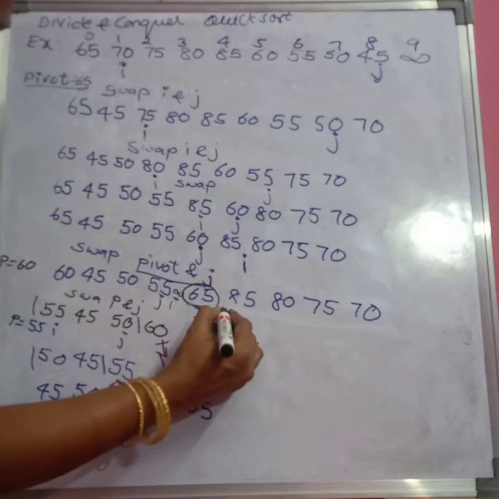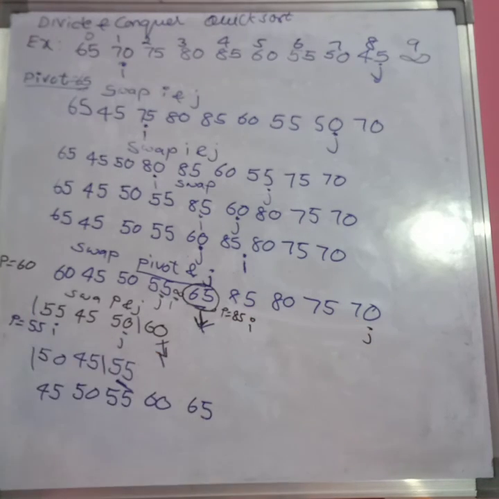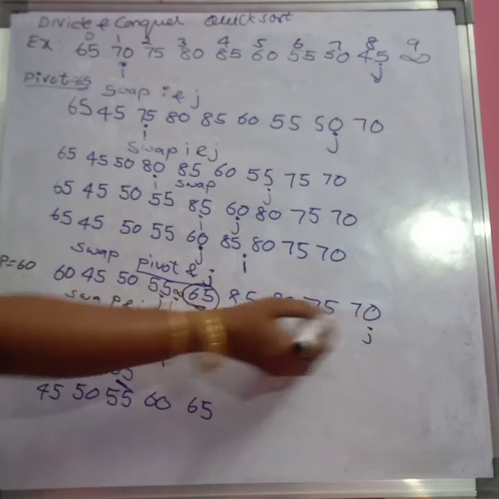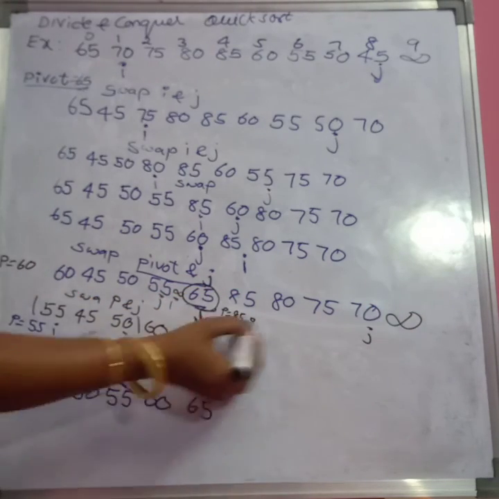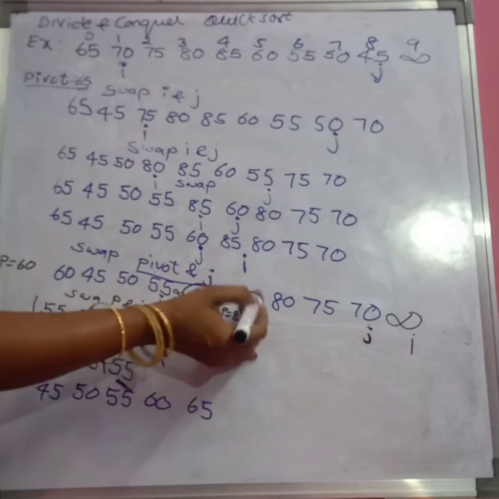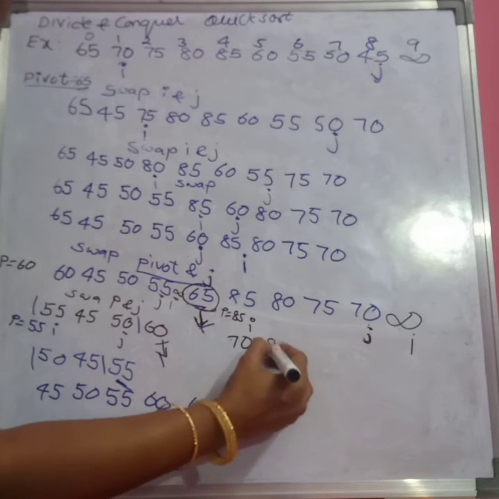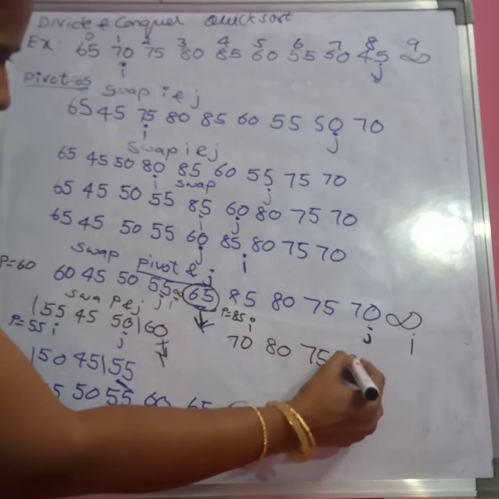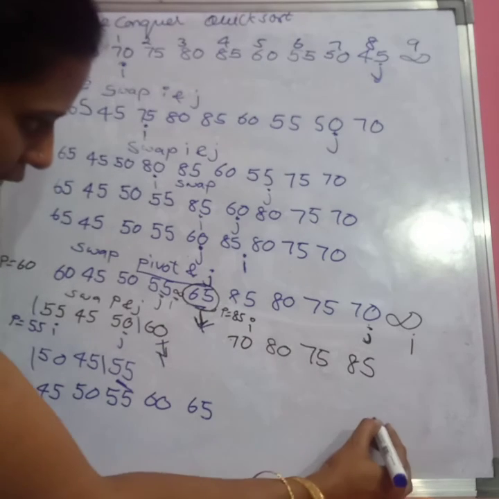Second sub problem: again pivot element 85, I, J. Increment I until you get an element with value more than this. More than this, only infinity is possible. So J decrements up to this point. J itself here has a value less than the pivot. So swap these two: 70, 80, 75, 85. So within this, 85 is in its sorted position. Write 85 as it is.